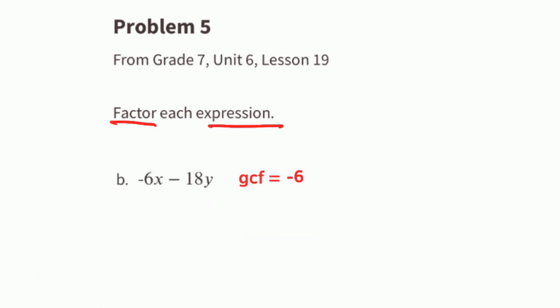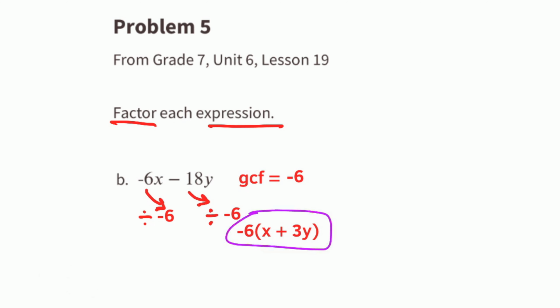B. The greatest common factor is negative 6. So we can put negative 6 on the outside of the parentheses. Negative 6x divided by negative 6 is positive 1x, or x. Negative 18y divided by negative 6 is a positive 3y. So the factored expression reads negative 6 times x plus 3y.